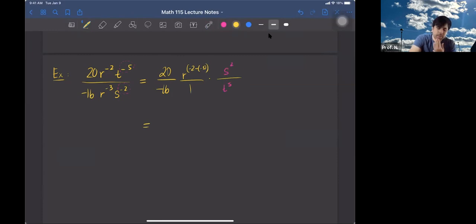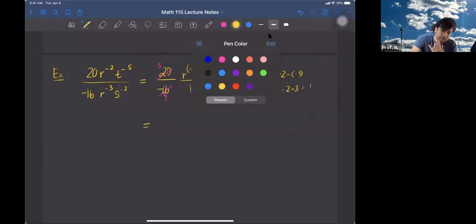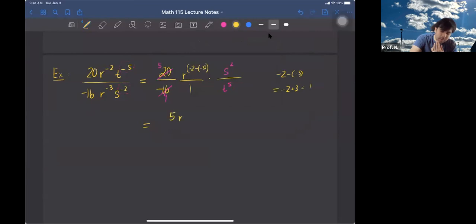And then I can simplify 20 over 16, can I? What simplifies 20 over 16? I can divide both by 4. This becomes 5, and this becomes 4. Negative 2 minus negative 3 is negative 2 plus 3, which equals positive 1. So don't I get in the numerator 5 r to the first power times s squared? And in the denominator, I'm left with negative 4 t to the 5th power. And I'm done.